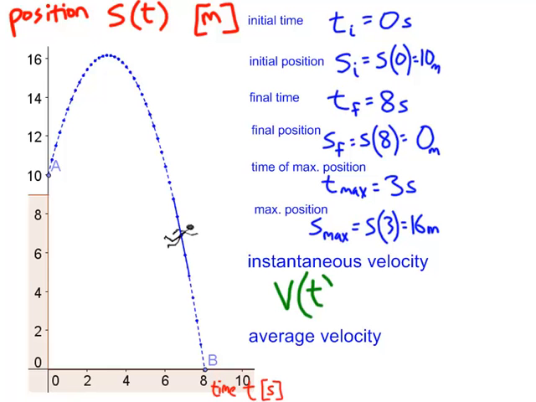The fact that it's a function of t is what tells us that we're talking about instantaneous velocity, and we'll say that that is the derivative of position. And if you prefer, you can also say d over dt of s of t. Multiple ways of writing all of this. Now, what about the average velocity?